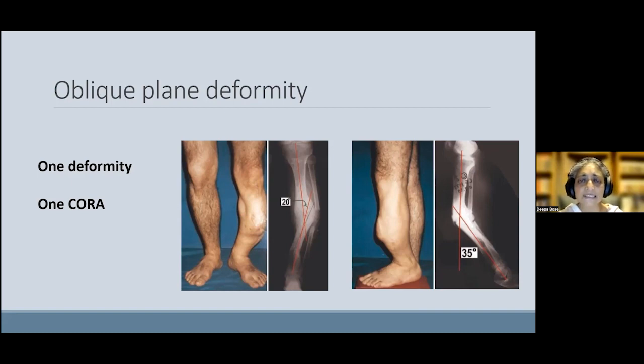And this is purely because conventionally we describe deformities using the coronal and the sagittal planes. But if the maximal deformity is oblique to those planes, then you will see it in both coronal and sagittal images. And that is an indication that the maximum deformity or the apex of the deformity is oblique to those planes. So you just have to be aware of that. However, don't be tempted to say it's two deformities. It's still one deformity, and it still has one CORA.